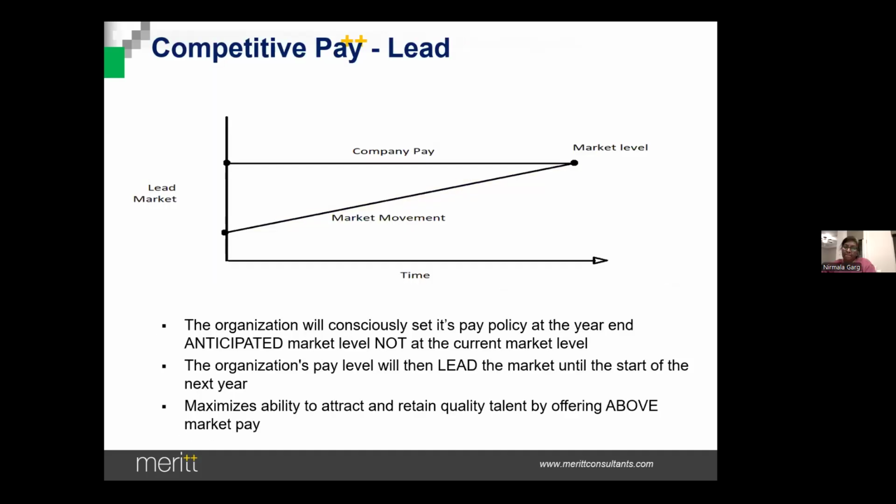Okay. So in this case, ma'am, the company is paying, over the time period, the market level will reach where the company is paying. Now, what I wanted to understand, if in case we look at a very niche profile, let's say this is a particular niche profile for which we've done this survey, and we see there is a lead market wherein the company is at a lead position. Now, at what point in time in the year must you have collected data?